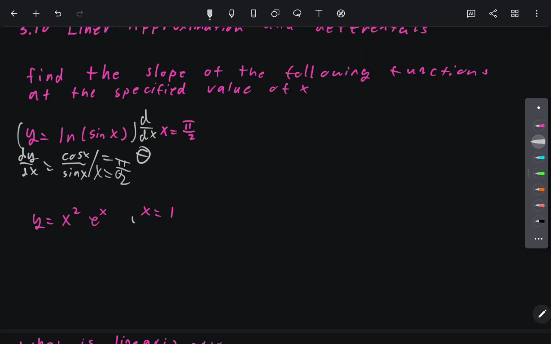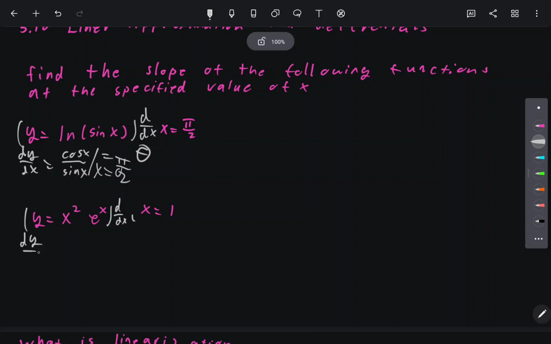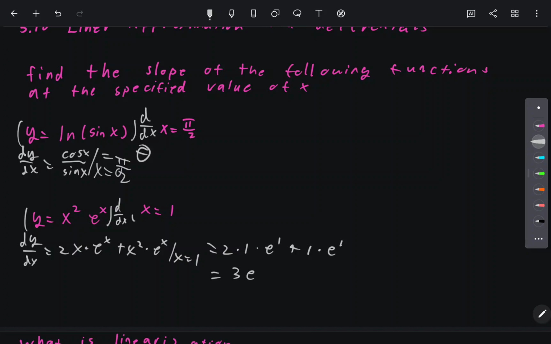All right. For this next one, we have to take the derivative with respect to x. This time, instead of it being a chain rule, it is a product rule. So we get 2x times e to the x plus x squared times e to the x. Now we have to evaluate this at x is equal to 1. So we get 2 times 1 times e to the power of 1 plus 1 times e to the power of 1. Summing all of this up, we get 3e.